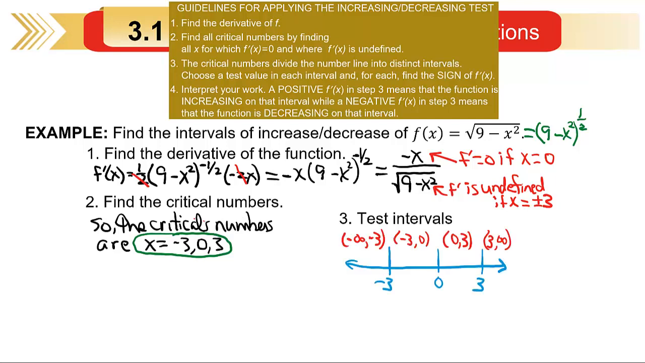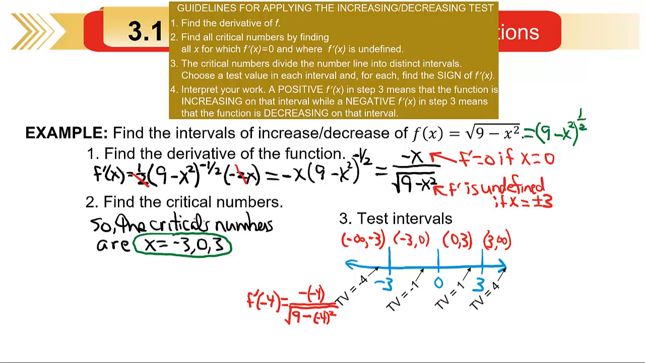Continuing, I put the critical values on a number line from left to right, and I do a test value in each interval. So I chose minus 4 to the left of minus 3. I chose minus 1 between minus 3 and 0. I chose 1 between 0 and 3, and I chose 4 bigger than 3. And I'm going to make short shrift of this.